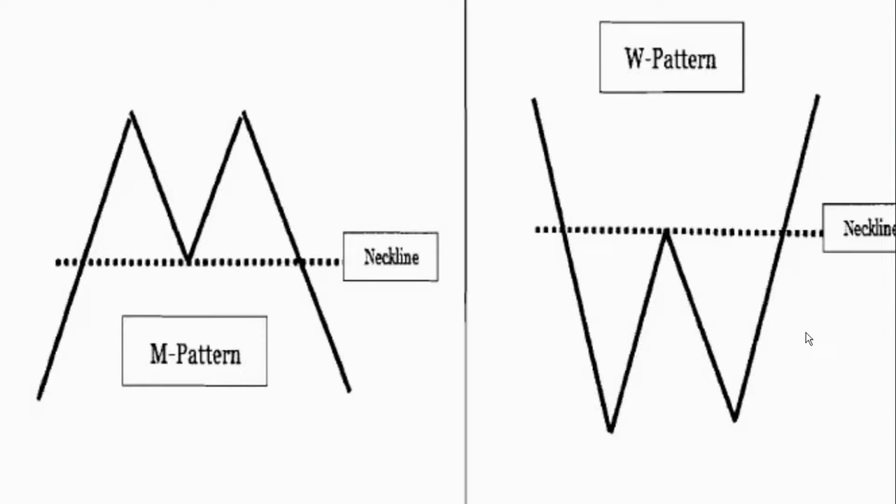So we're going to be talking about the M and W formation. It's also called the double top and double bottom formation. So the M is the double top, the W is the double bottom. So I'm going to be showing you guys exactly how to use this pattern in trading and how you guys can understand and trade this properly.